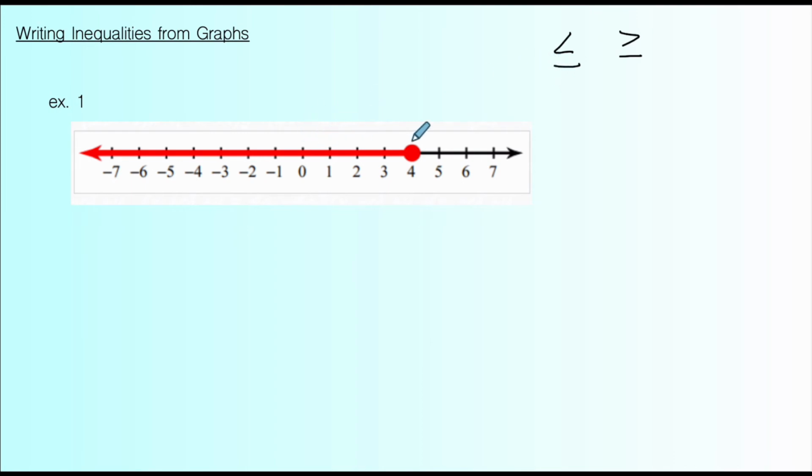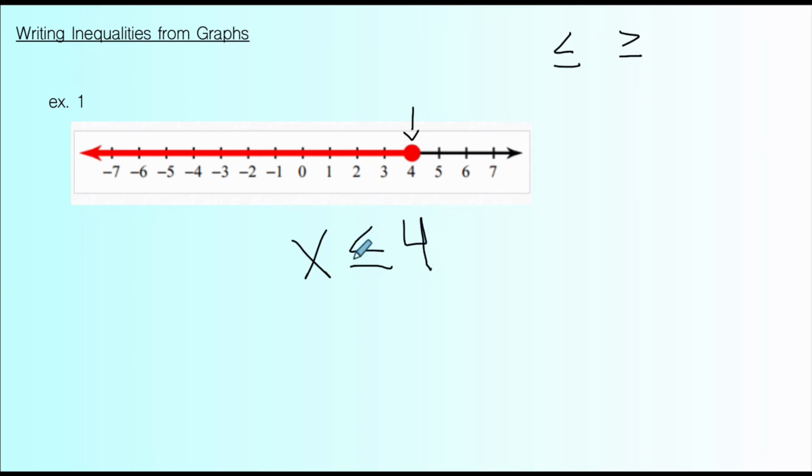And now you have to look at, where's that shaded line? Is it to the left or to the right? Clearly it's to the left. That means it's all of the numbers that are less than. And where does this graph start? It starts right here at positive 4. So this inequality is going to be x is less than or equal to positive 4.